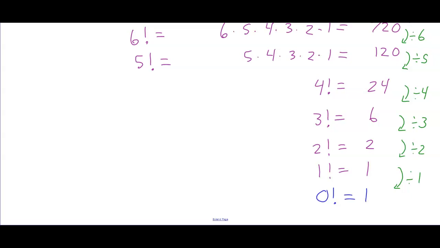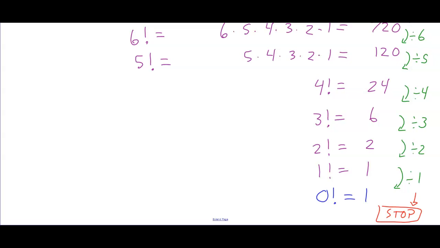But then the pattern has to stop. It can't go any further. Divide by 0 is undefined. That's not going to change just because we're doing factorials. So there is a 0 factorial. It equals 1 because that's what fits the pattern, but that's the end of the factorials. It doesn't end at 1 factorial. It ends at 0 factorial. And that's actually going to matter. We're going to see 0 factorial showing up in problems in the future.